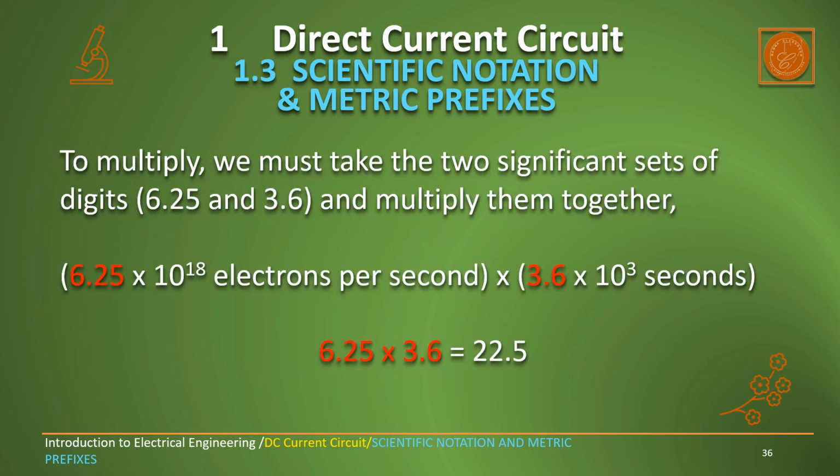To multiply, we must take the 2 significant sets of digits, 6.25 and 3.6, and multiply them together. This means 6.25 from this, times 3.6 from this. So we get 22.5.